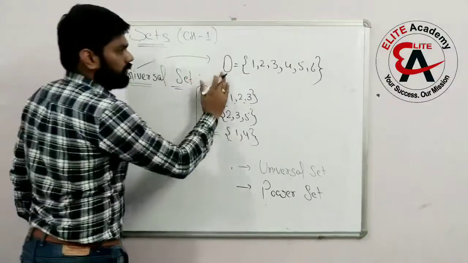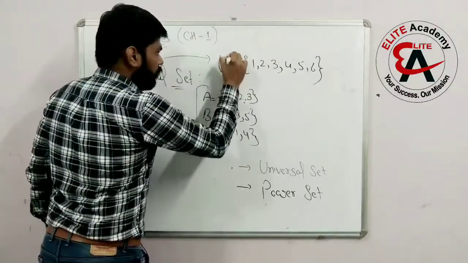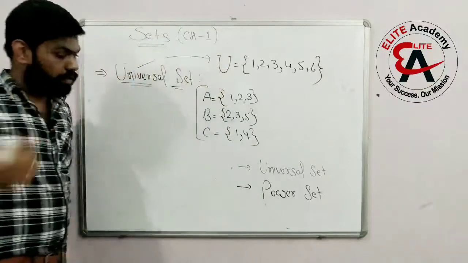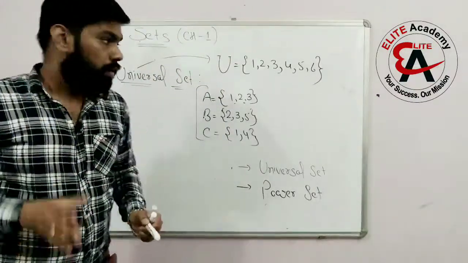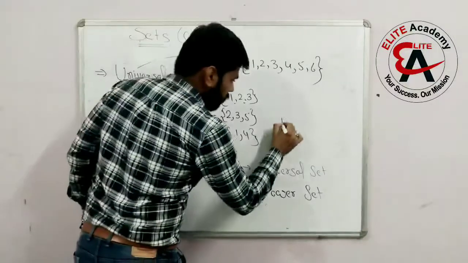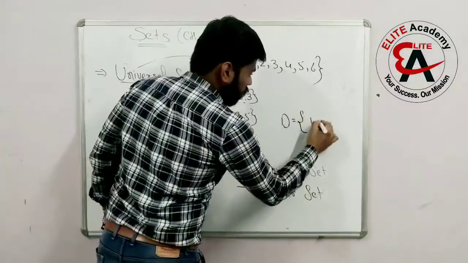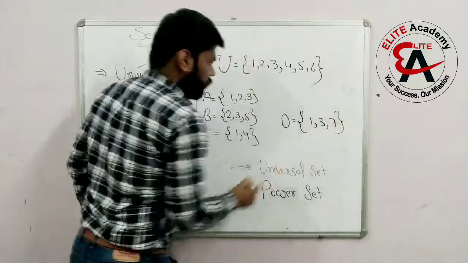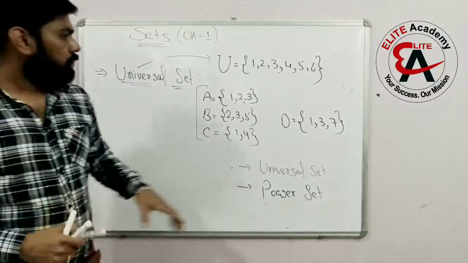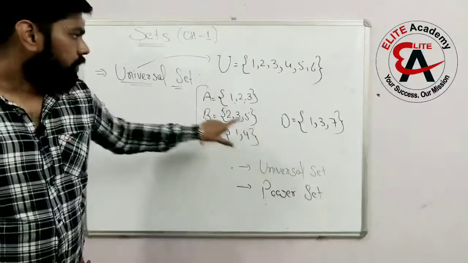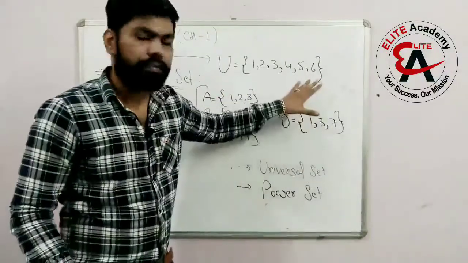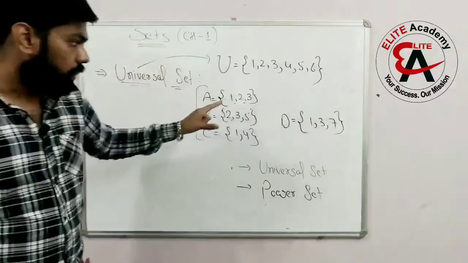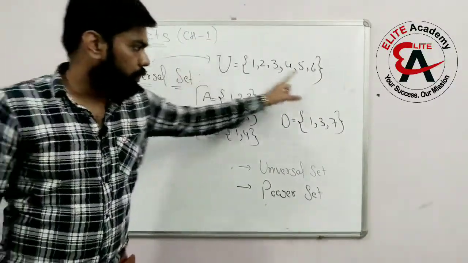It is not represented by D, but specifically by U. U for universal set. That means suppose a whole set is written as D: 1, 3, 7. Now if I talk about all four sets, A is a part of U, B is a part of U, C is a part of U, but D is not a part of U. So at that point I will say U is not the universal set of all.